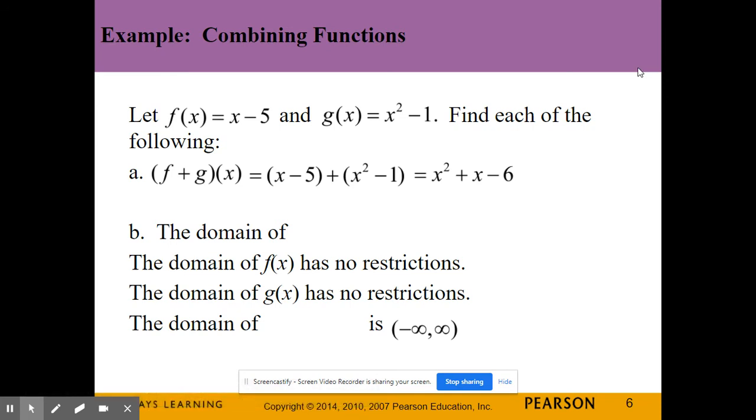So if we have two different functions here, the f function and the g function, f plus g is simply adding those together. You collect like terms. In this case, it would just be the constant. You have x squared plus x minus 6. The domain has no restrictions, right? Because there's nothing that's being done here. You're not dividing. There's no square root. So there's no restriction on the domain. So the domain is all real numbers, and that's how you would write it in interval notation.